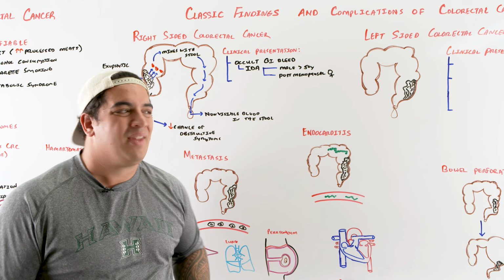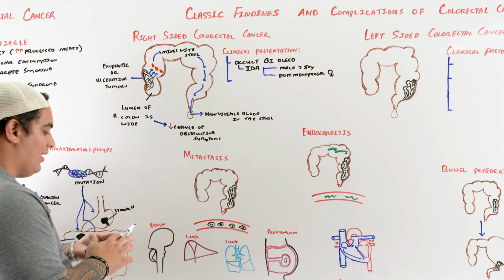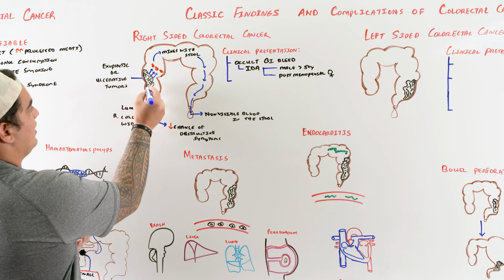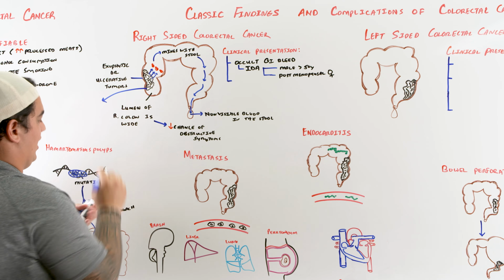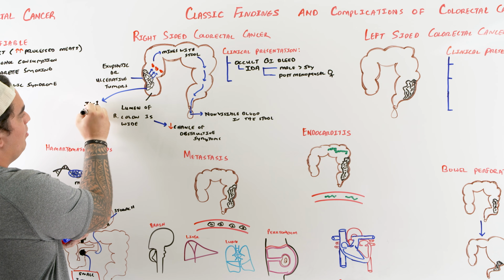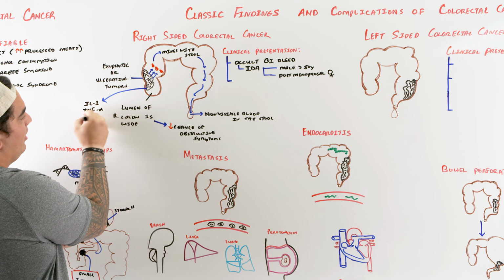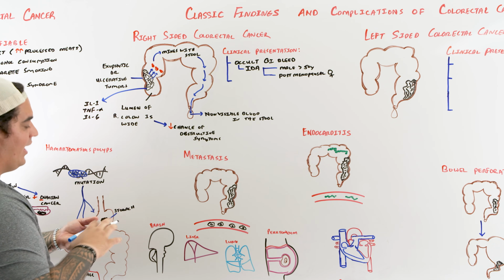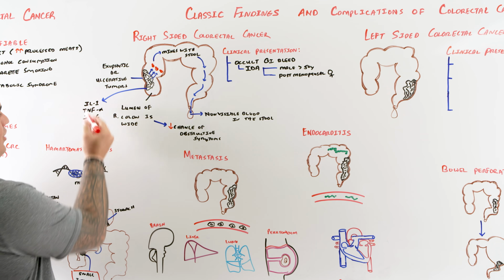Another thing is that these tumors do have the capability to lead to cytokines. So you can get things like a little bit of interleukin-1, a little bit of tumor necrosis factor alpha, a little bit of interleukin-6. And what that can do is lead to activation of the hypothalamus.